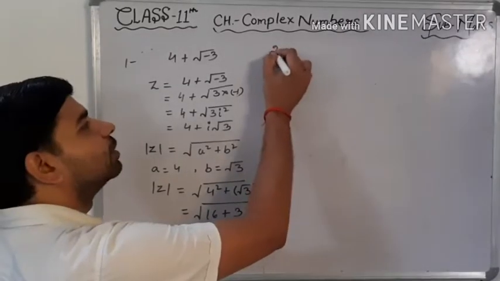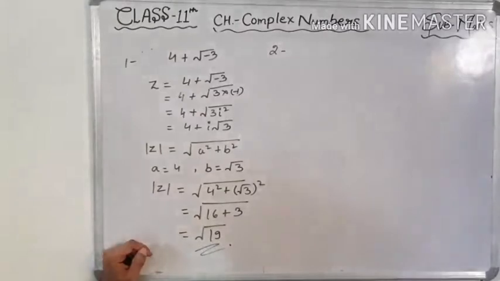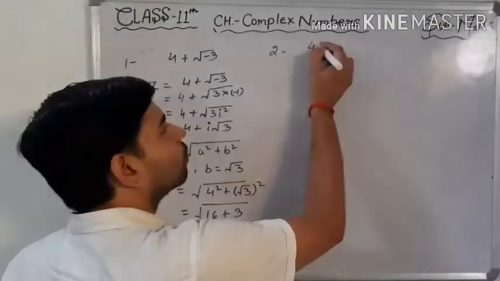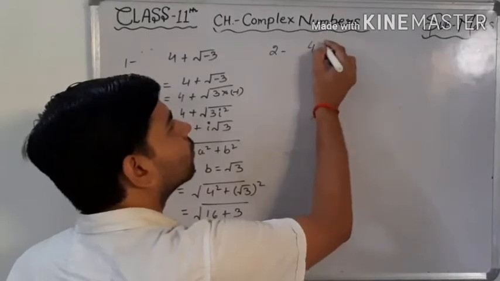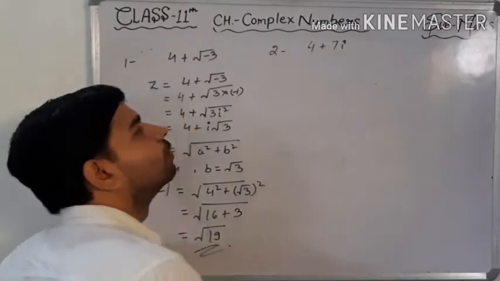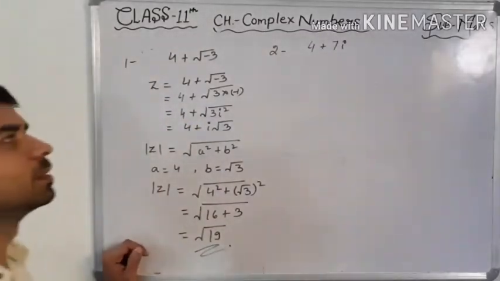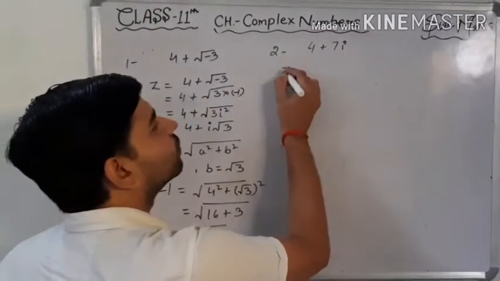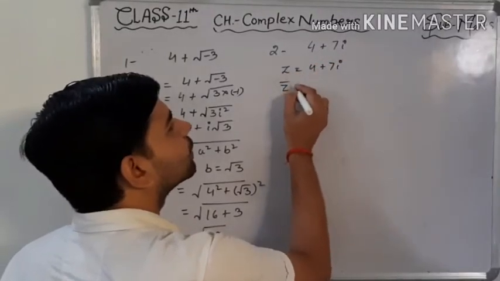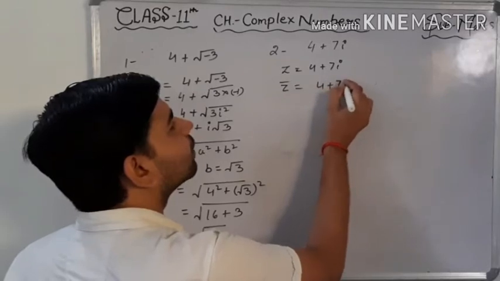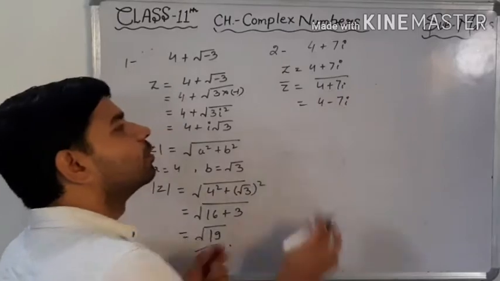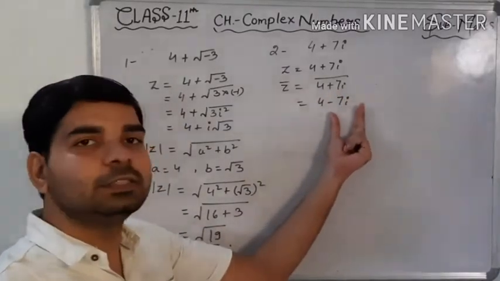See the next question. We have given that 4 plus 7i. Find the conjugate of this complex number. Then z is equals to 4 plus 7i and conjugate of z is equals to conjugate of 4 plus 7i equal 4 minus 7i. The sign of imaginary part will be changed.